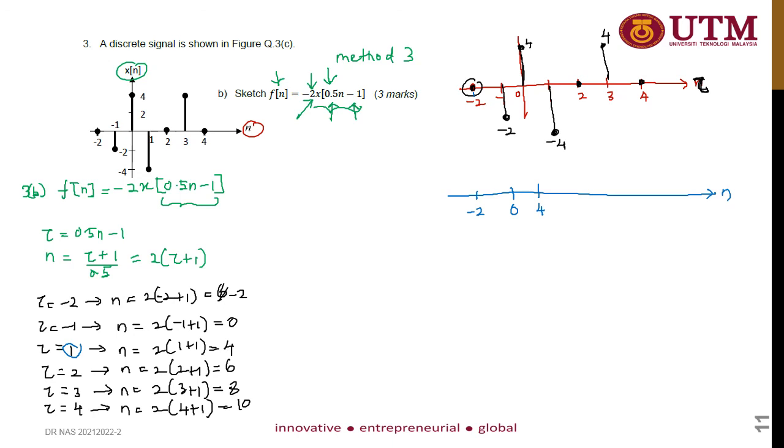Let me consider again. So tau equal to 0. So n equal to 2, 0 plus 1. Okay, so it's 2. Okay, here it's 2. Okay, -2, and then 0, and then 2. When it is 1, it is 4. Okay, look at this. I try to align them accordingly in the same arrangement. When 2, it is 6, and it is 3, 8, and 4 is 10.